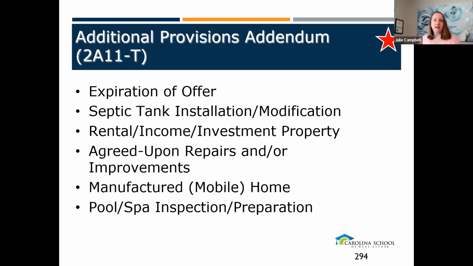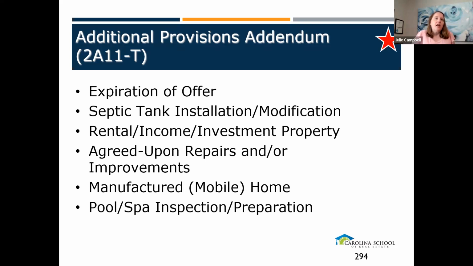The additional provisions addendum provides us with additional provisions. They're popular, but they're not popular enough yet to make it into the offer to purchase and contract. So, some things covered in the additional provisions addendum: you could put an expiration date on your offer. If the offeror wanted to notify the offeree that their offer is good until 5 p.m. tomorrow, August 2nd, we can use the additional provisions addendum to put that expiration date on it.